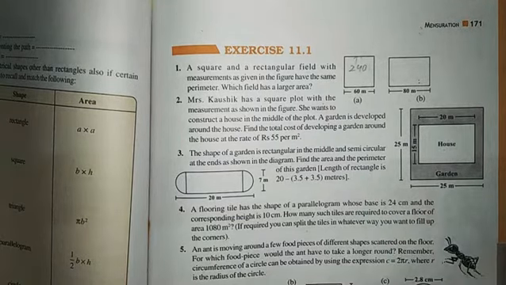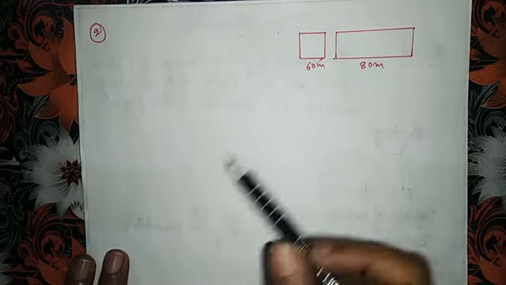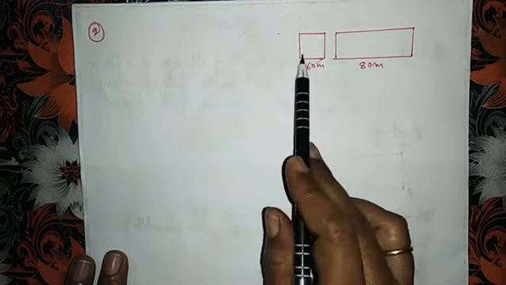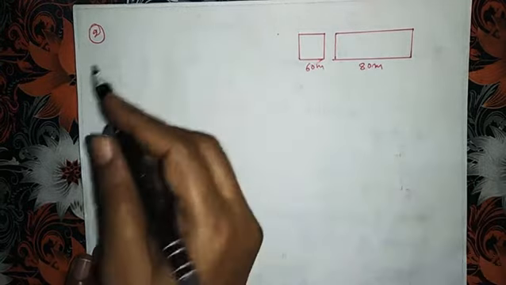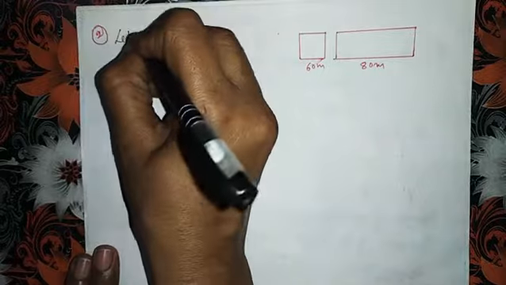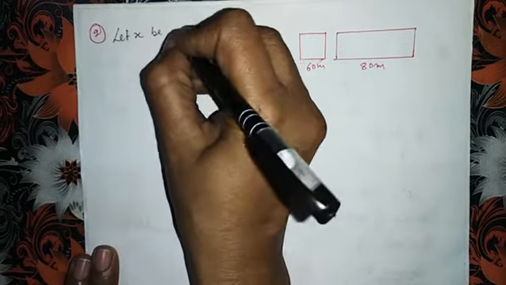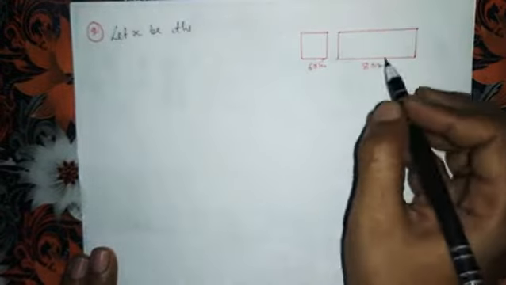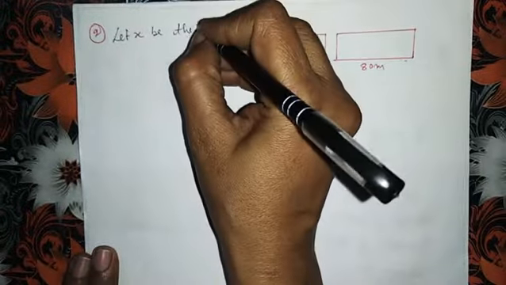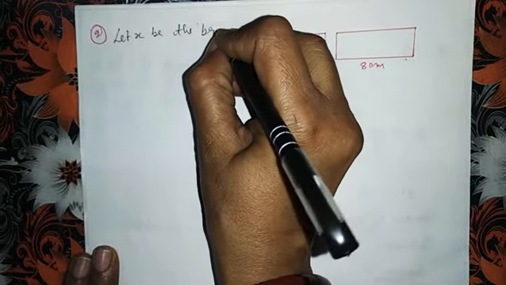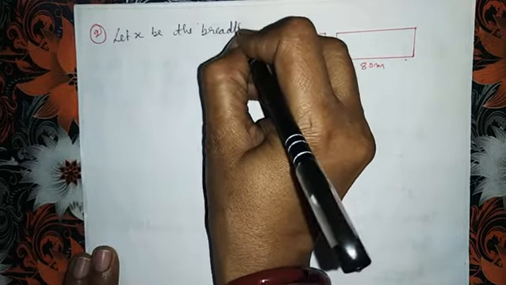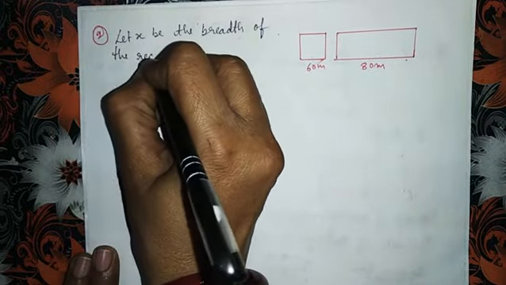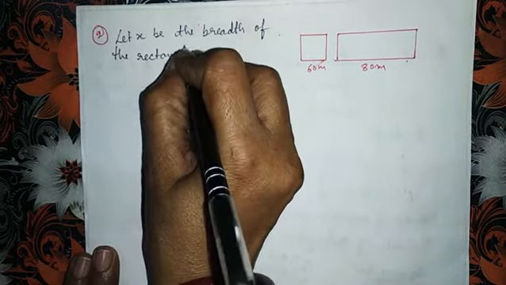Now let's solve this question. As here perimeter of both the figures is same, so here first of all we will write let x be the breadth of the rectangle. Length we are knowing, breadth we will assume. Let x be the breadth of the rectangle.